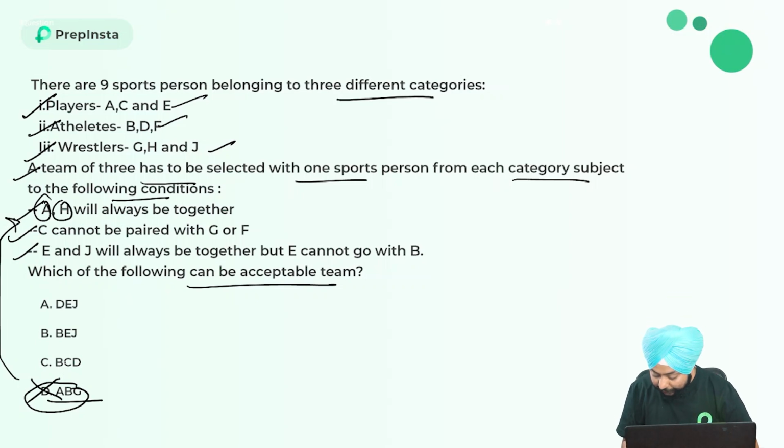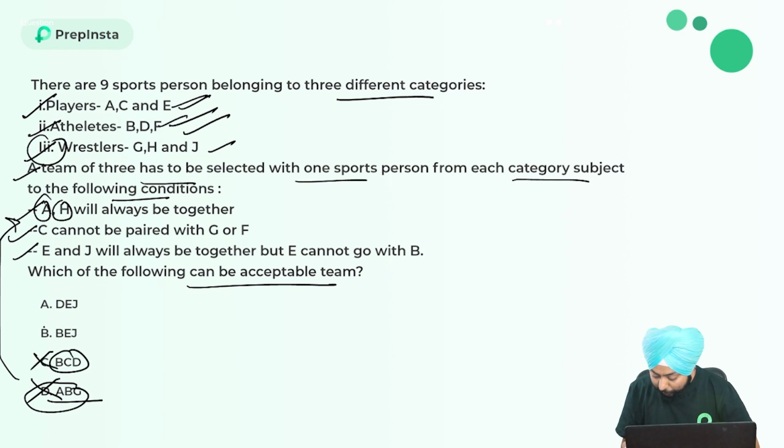Let's check option C: B, C and D. I want one person from each category. B is from athletes, C is from players and D is also from athletes. So I have no one from wrestlers. Again I can say C cannot be the answer.